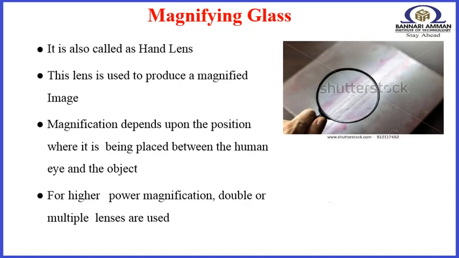Magnification depends upon the position where it is being placed between the human eye and the object. For higher power magnification, double or multiple lenses are used.